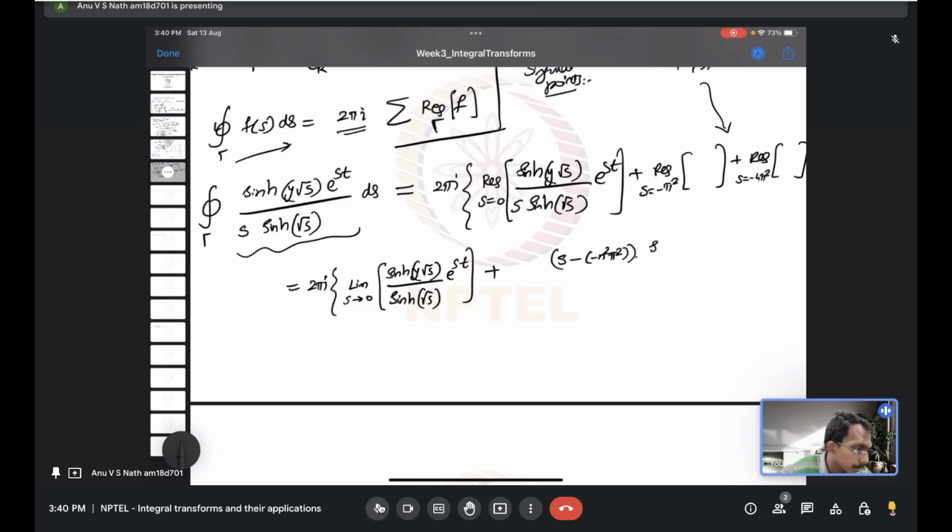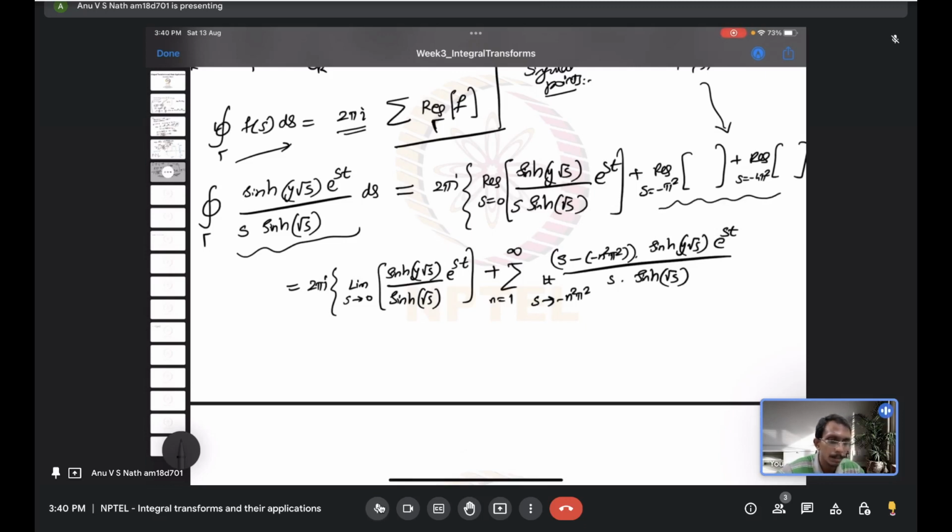So minus n square pi square into the function, which is sinh(y root s) exponential of st divided by s times sinh(root s), limit of s tending to minus n square pi square. But now we have n equal to 1 to infinity. We also need to do it. Basically I am saying that I am grouping these things together inside a single summation. So this is what we need to do: two different limits we need to take, and also an infinite summation. Any doubt until this process?